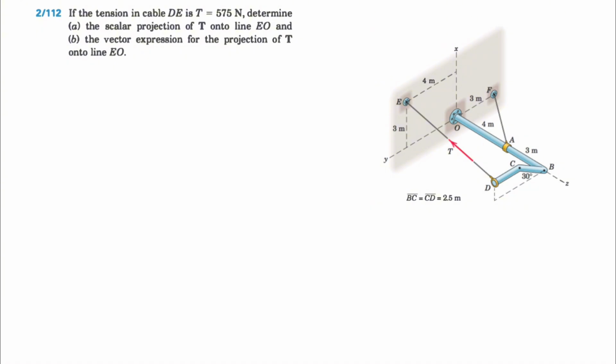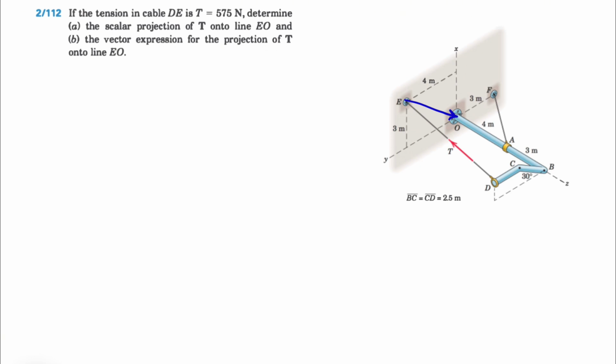So for finding the scalar projection, we need the dot product of these two. And in the B part of the question, we are asked to find the vector expression for the projection of T onto line EO. So what we're interested in here is this tension in the cable starting from D to E, and once we can find this tension in vector format, it's easy enough to find the projection onto EO. And for EO, we also need this vector EO here. So let's go step by step.